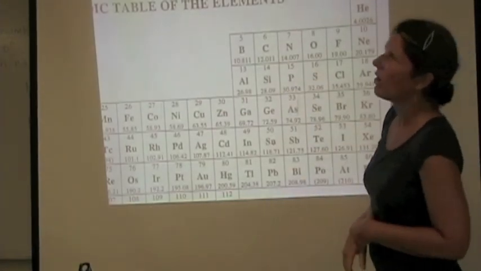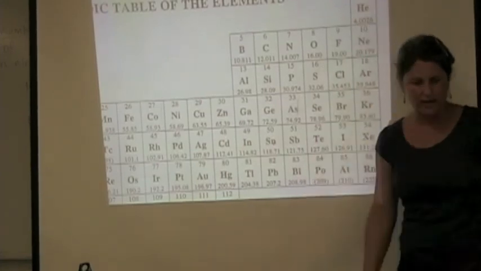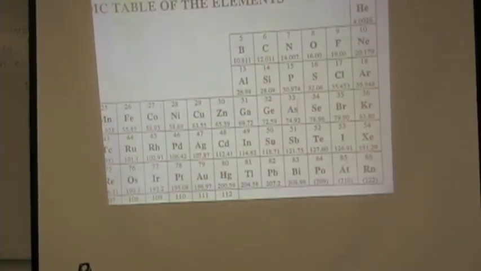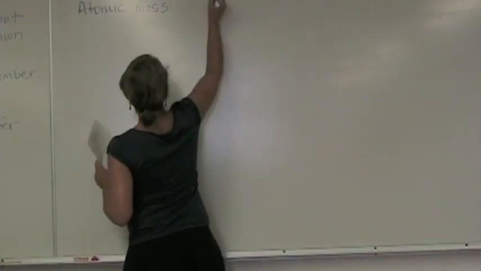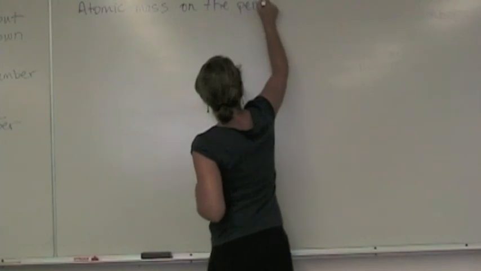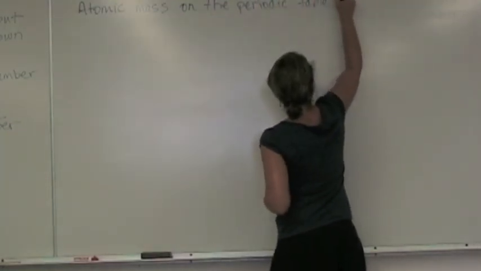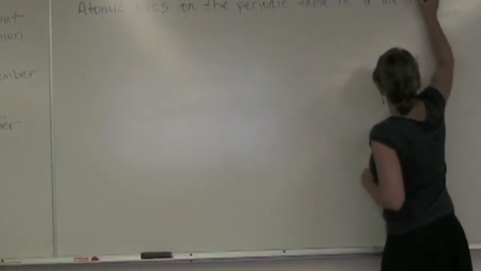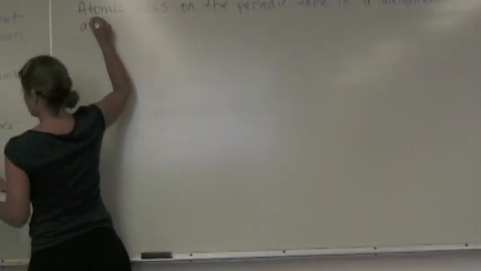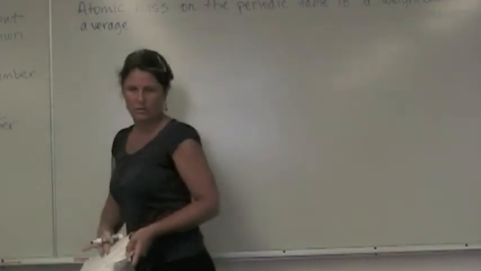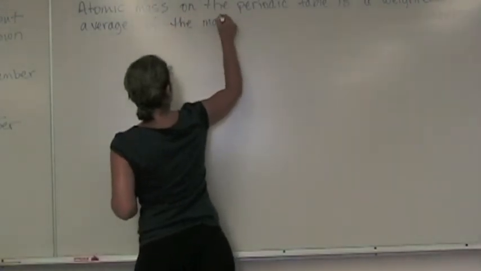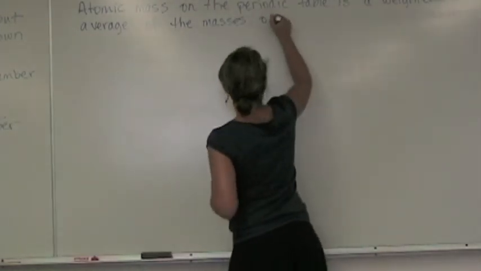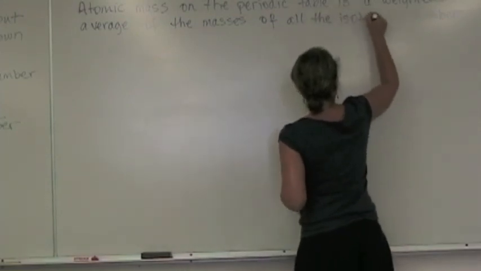So that's the last thing I'm going to write on the board, that atomic mass is a weighted average of all the isotopes of a particular element. Okay, so atomic mass on the periodic table is a weighted average of the masses of all the isotopes of that element.